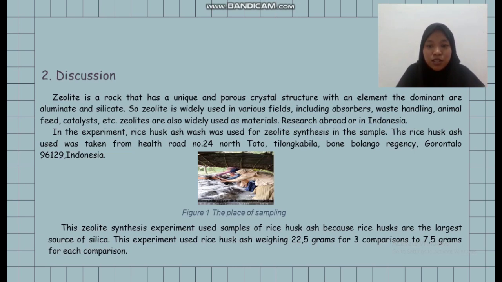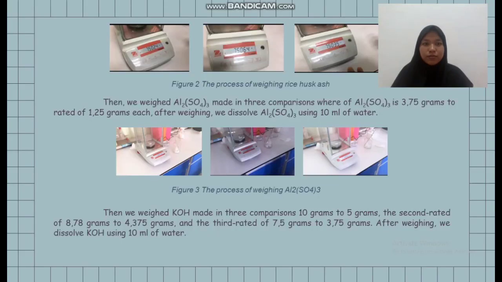This experiment uses rice husks weighing 22.5 grams for 3 comparisons to 7.5 grams for 3 comparisons. Then we weighed aluminum sulfate in 3 comparisons, where the aluminum sulfate is 3.75 grams to 1.25 grams each. After weighing, we dissolve the aluminum sulfate using 10 ml of water.